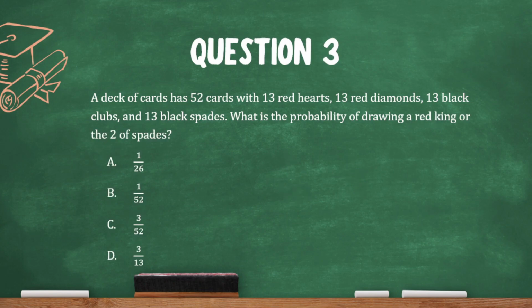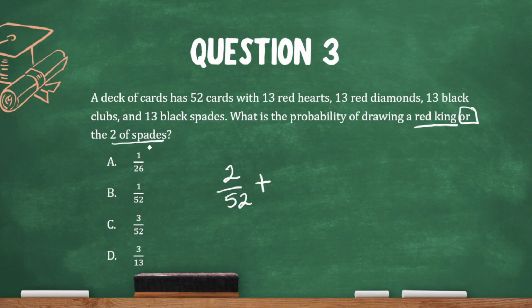Number 3, we've got that same deck of cards, and this time they want to know what's the probability of drawing a red king or the 2 of spades. So if we see or, we're going to be adding the probabilities. So we'll make 2 probabilities, 2 fractions, and we'll add them together. So what's the probability of drawing a red king? Well, there's a king of hearts that's red, and there's a king of diamonds that's red. So that's 2 out of 52.